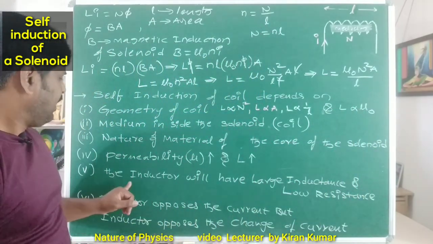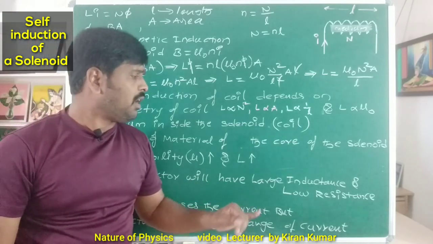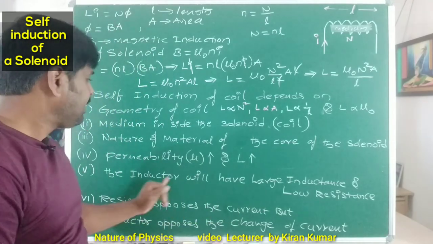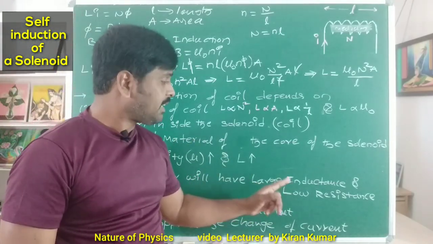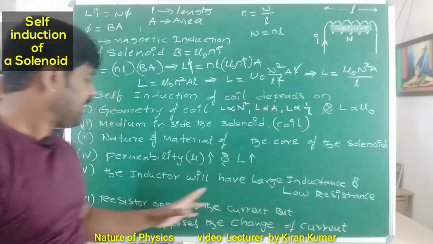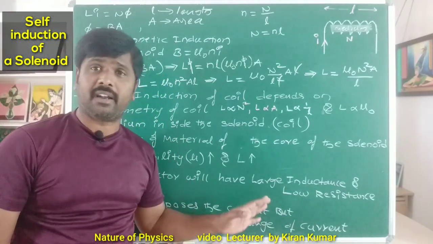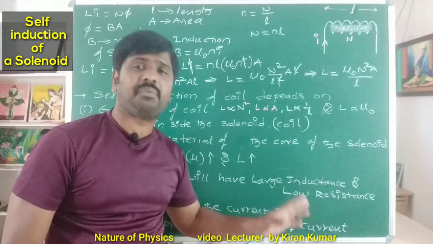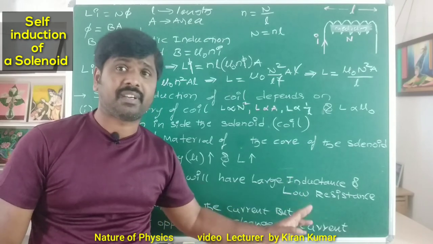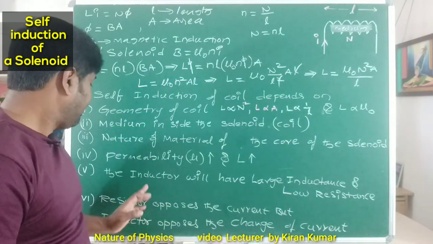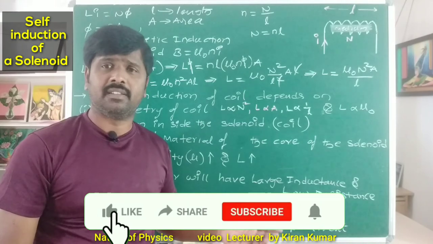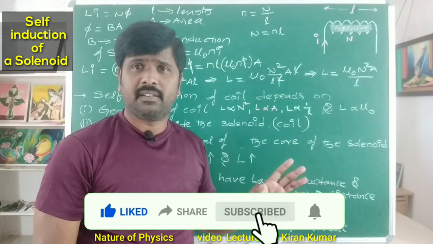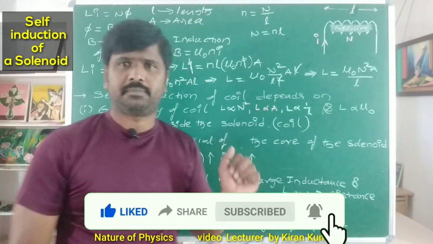Next, an inductor will have large inductance and low resistance. That is why a resistor opposes the current, but an inductor opposes the change of current. These are very important points about the inductor.